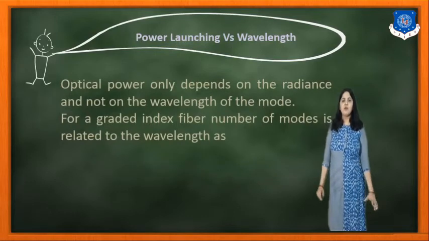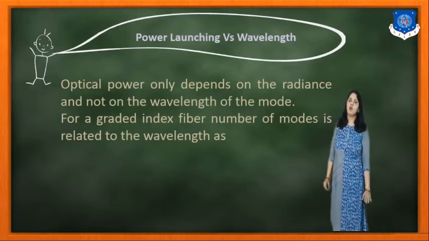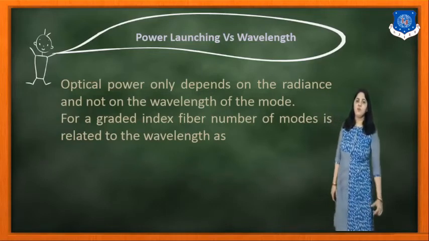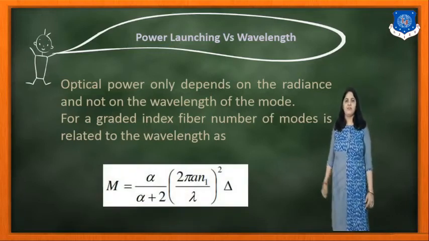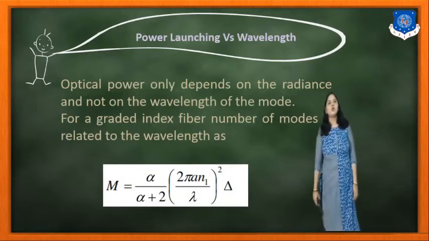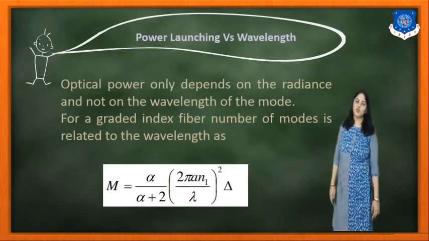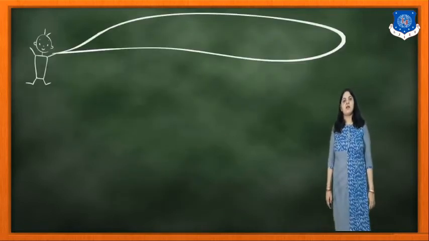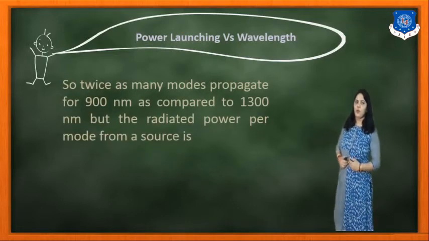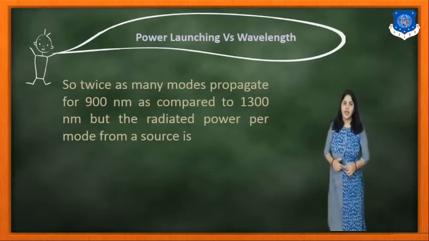So optical power depends only on the radiance and not on the wavelength of the mode. For a graded index fiber, the number of modes is related to the wavelength as capital N is equal to alpha upon (alpha plus 2) into (2 pi a n1 upon lambda) whole square into delta. So this way we can calculate it. Twice as many modes propagate for 900 nanometer as compared to 1300 nanometer.